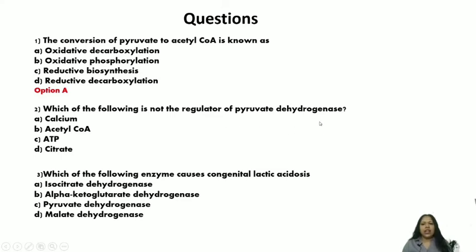Second, which of the following is not a regulator of pyruvate dehydrogenase? We have studied right now that calcium ion, yes, it is a regulator. Acetyl coenzyme A, yes, it is also a regulator. The level of ATP, yes, it also regulates, but we have not seen citrate to regulate this complex. So the correct option is option D, or citrate.